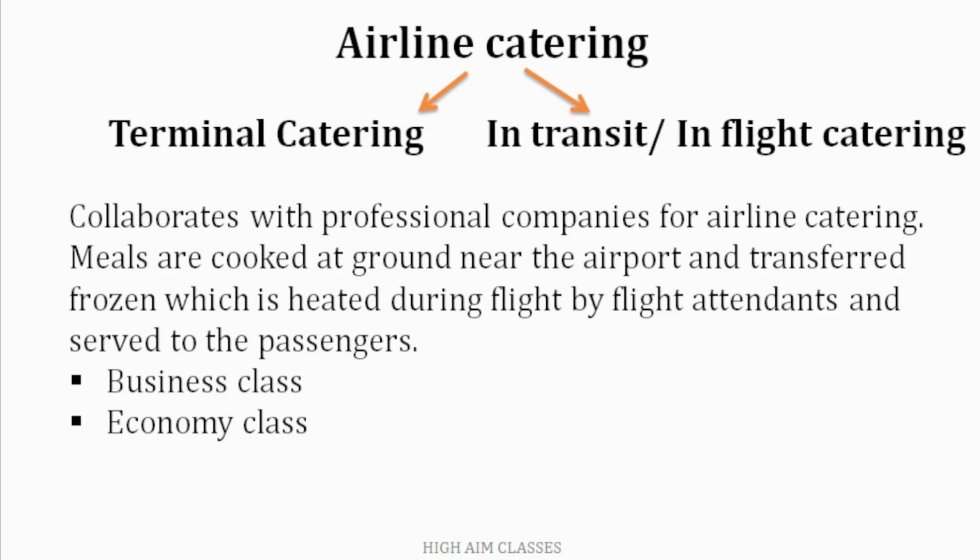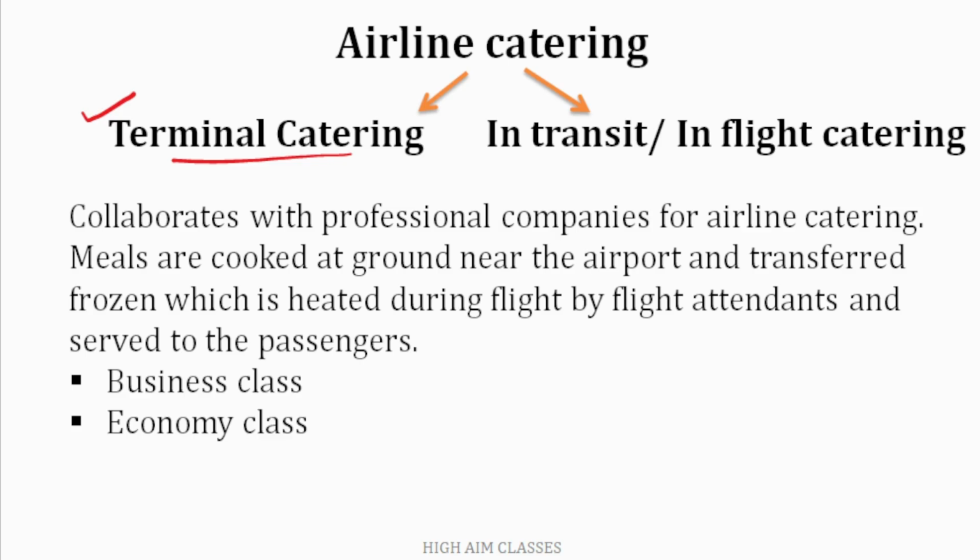So here is the airline catering. If we see airline catering, we have two sections of this. One is when we get food at the airports, which is termed as terminal catering. All the restaurants or vending machines where we place the money or coin and we get ready-made food, and other restaurants, units, and lounges available at the airport are termed as terminal catering.